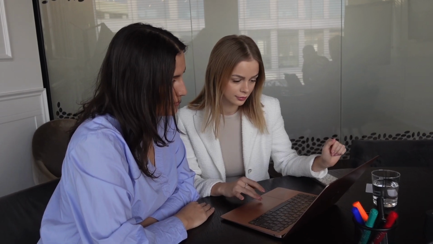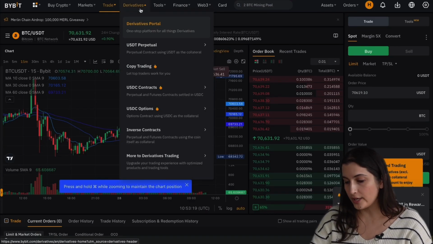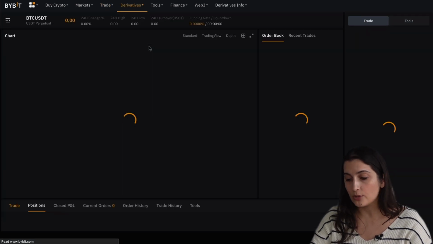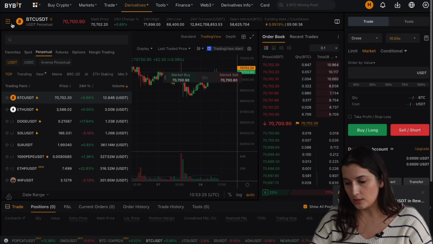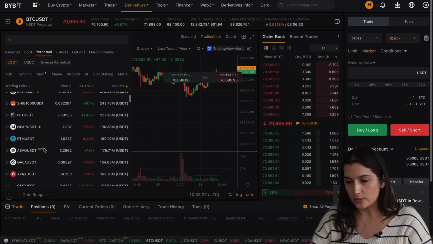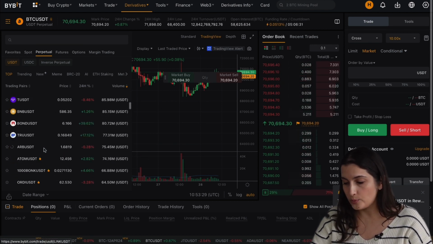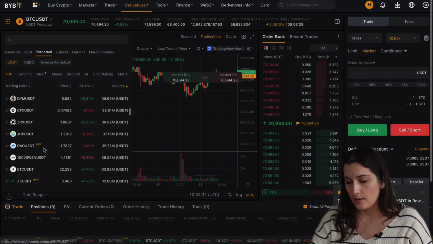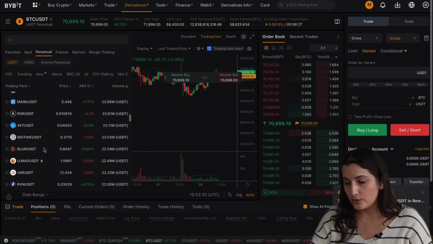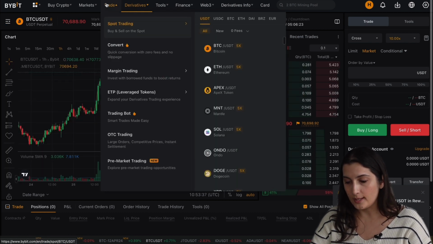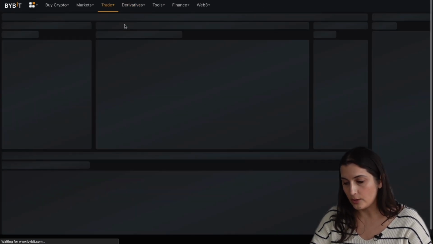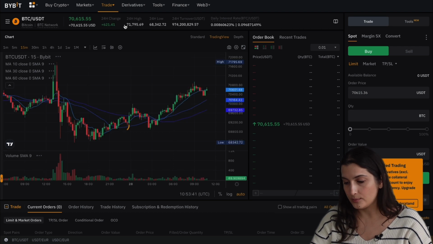Now I will show you how the ByBit environment looks. Most Hero Traders trade USDT perpetual contracts. Here you can open your USDT position. You can choose from more than 100 of the most popular crypto pairs, but you can also trade on spot, or you can trade USDC contracts or USDC options.